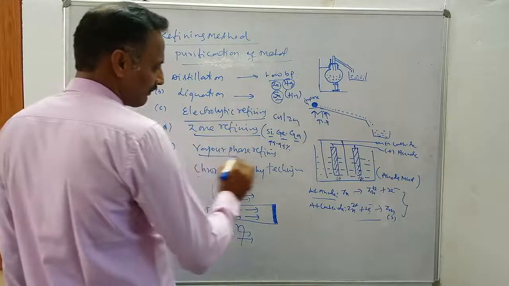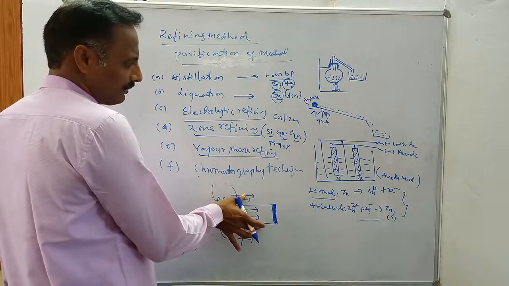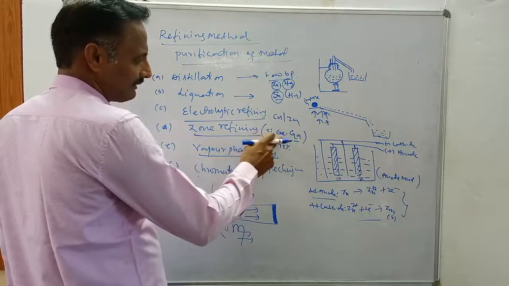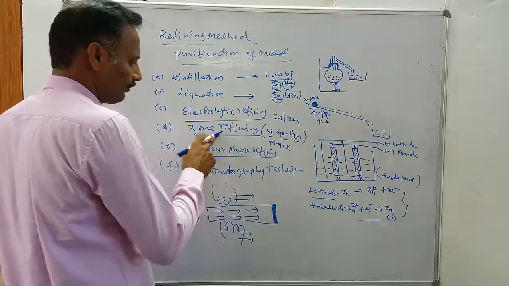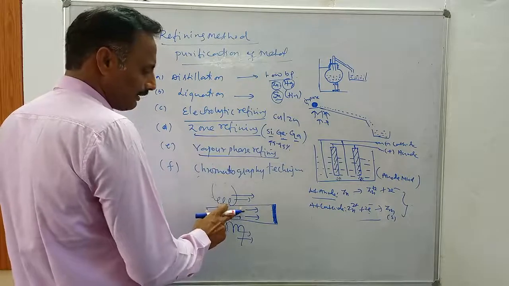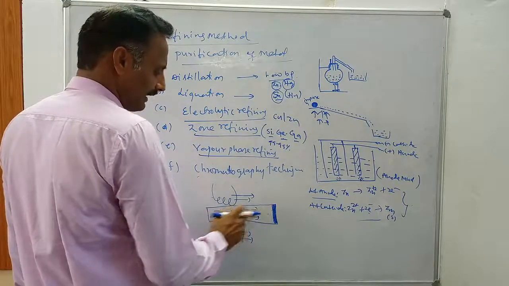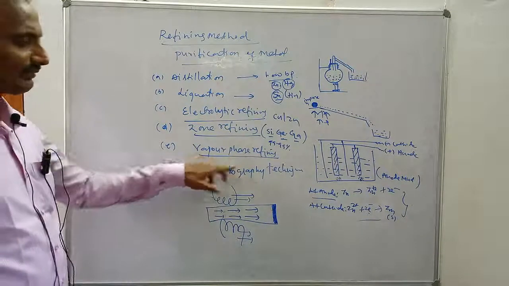Then what about vapour phase refining? Zone refining is the most important method used for the purification of silicon, germanium and gallium, which are required in highest purity. In zone refining, the main principle involved is that impurities are more soluble in the molten zone than in the solid zone.